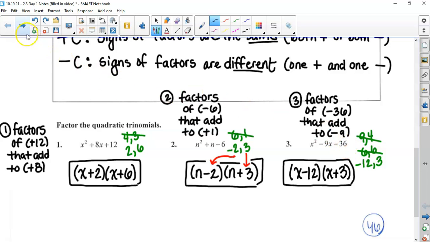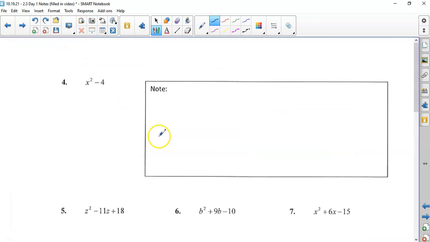Nice job. Let's take a look at our next example, number 4. And this is our first example. If you'd like to label this one, remember how we said we were going to talk about a binomial with a missing b term.